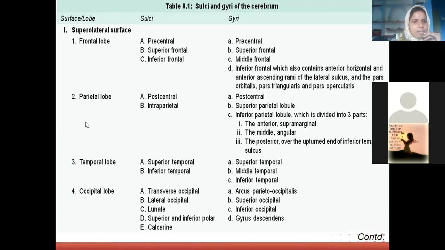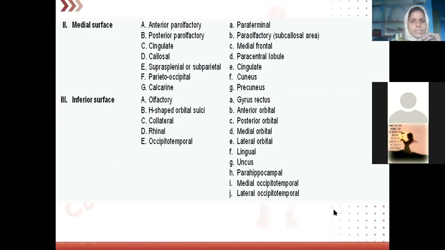This slide is for essay question, beta. You can take a screenshot from your laptops or phone. On the superolateral surface, we have frontal lobe, parietal lobe, temporal lobe, occipital lobe. For all these, we should know what sulci are present and what gyri are present.